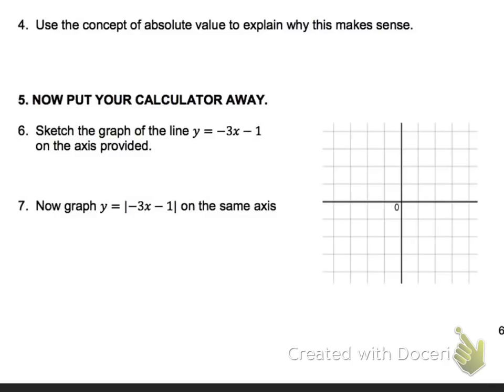So you knew we were going to do it, but it says put your calculator away. So I want you to put it up and graph the line y equals negative 3x minus 1. So when you see an equation that's in standard form or slope-intercept form, I'm going to start with the y-intercept, which would be negative 1. Put a point there. And my slope is negative 3. So that means I'm going to go down 3, right 1. Go in the opposite direction.